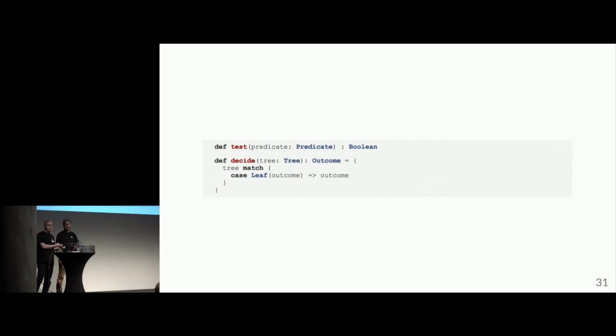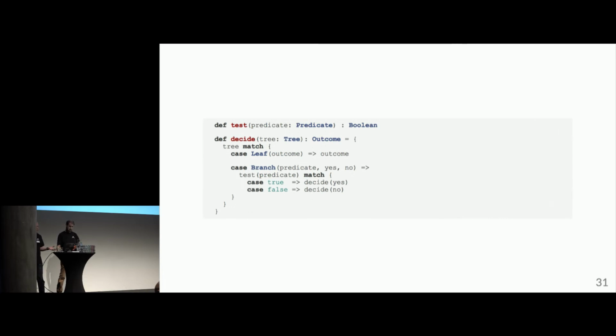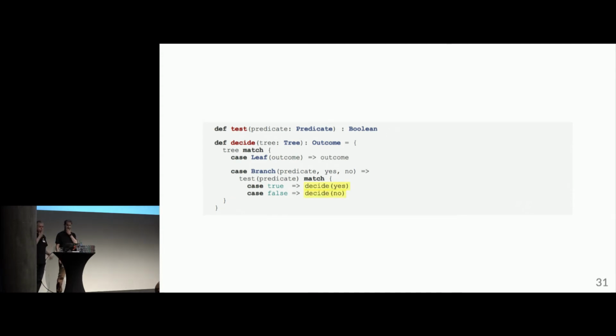We've reached a decision. And if it's a branch, what we'll do is we'll test the predicate, and depending on whether the value of it's true or false, we will decide whether to follow the yes or no path. And branch handling is recursive, so it's going to call back to the decide function, and it's going to keep going until it finally reaches a leaf.